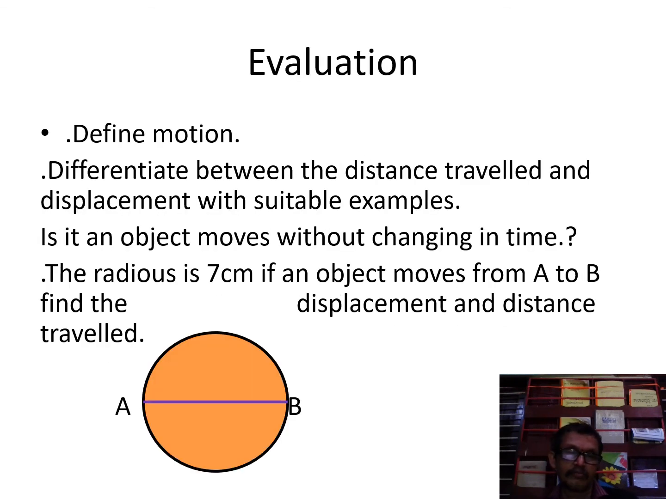So here is an evaluation for you. Define motion. Write answers for these questions. Differentiate between distance traveled and displacement with suitable examples. Can an object move without a change in time? Think yourself. The radius of this is 7 centimeter. An object moves from A to B. Find the displacement and the distance traveled.